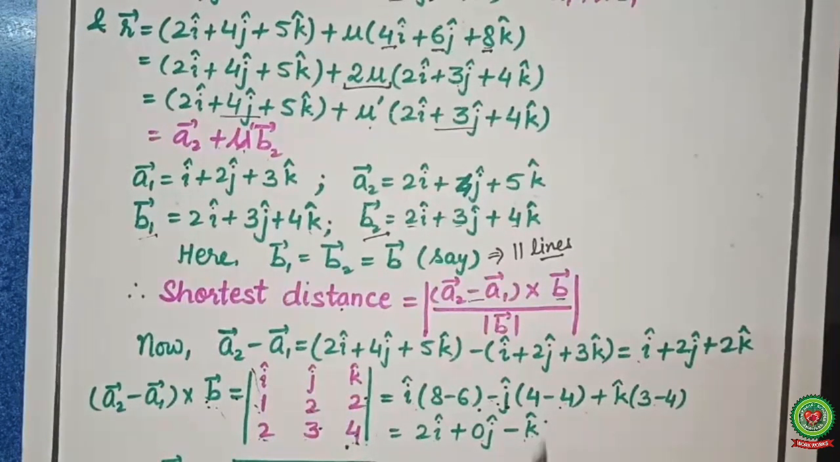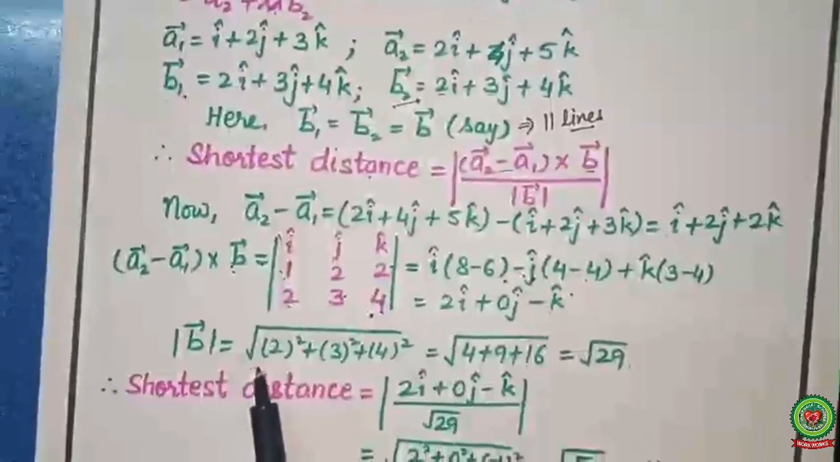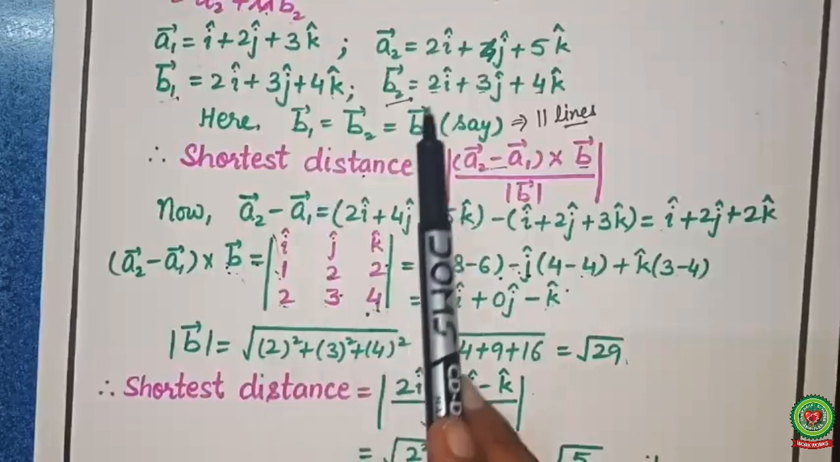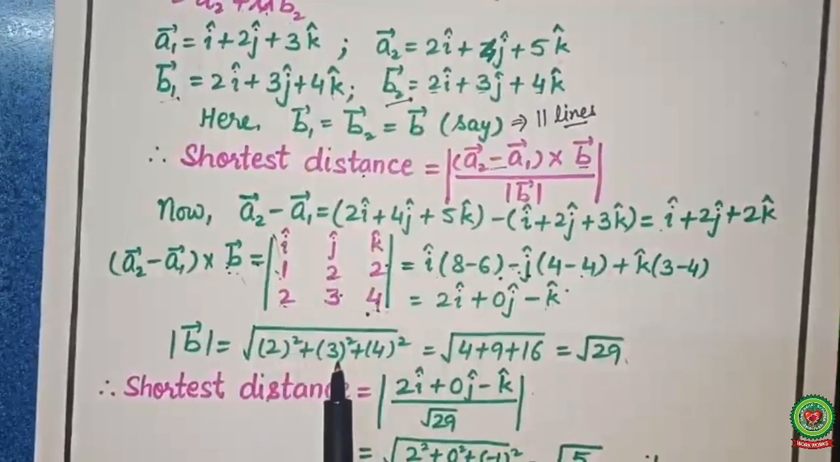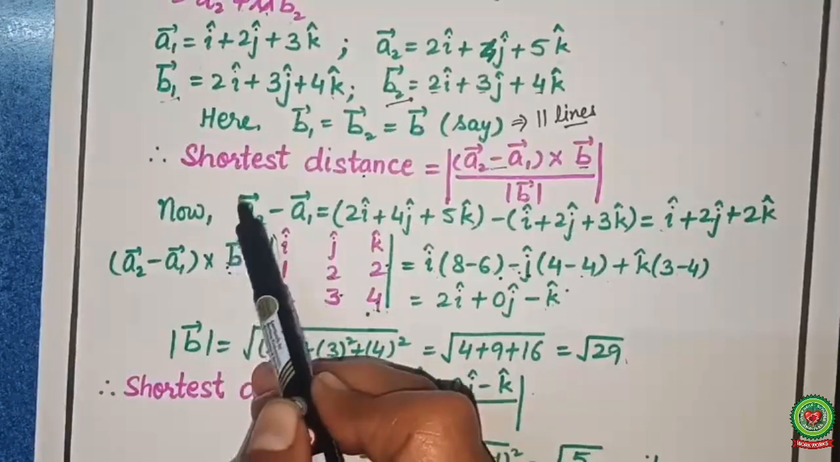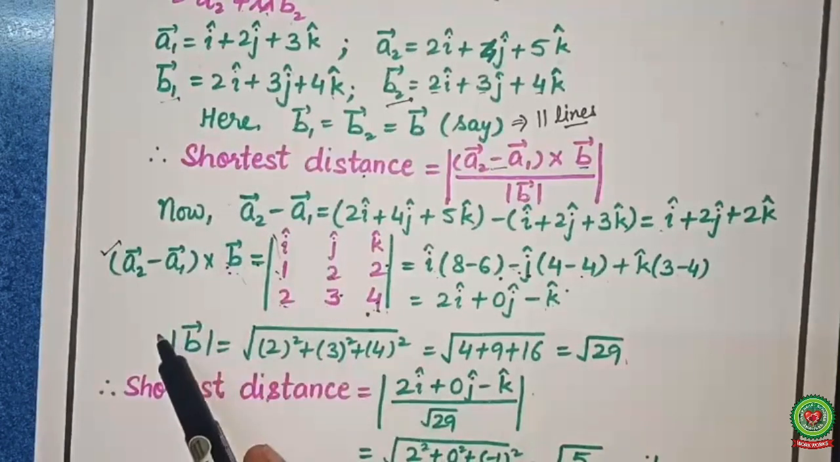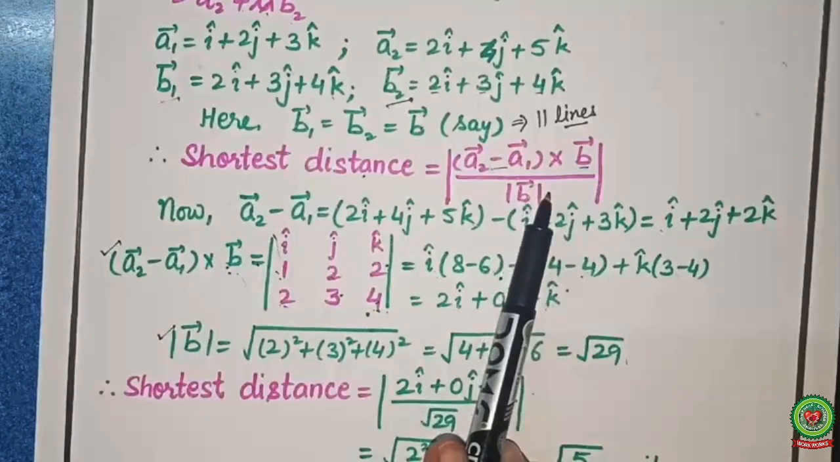Now we have to find the modulus of b vector. Now modulus of b vector is equal to, we have to find its absolute value. So it is square root of 2 square plus 3 square plus 4 square. On simplifying, 4 plus 9 plus 16. On adding we get square root of 29. Now put all these values, (a2 minus a1) cross b and the modulus value, in the formula.